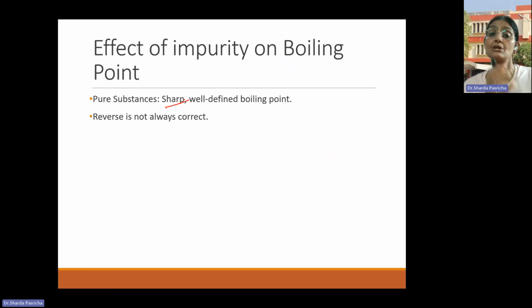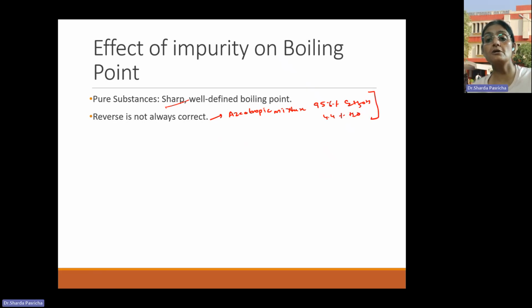If you find that there is a liquid which has a sharp and a constant boiling point, it does not necessarily mean that it is pure, because if you recollect, you have studied about the azeotropic mixtures. I will just give you one example. For example, a mixture of 95.6% of ethanol and 4.4% of water forms a constant boiling mixture, azeotropic mixture, and it is boiling at a temperature of 78.1 degrees centigrade.